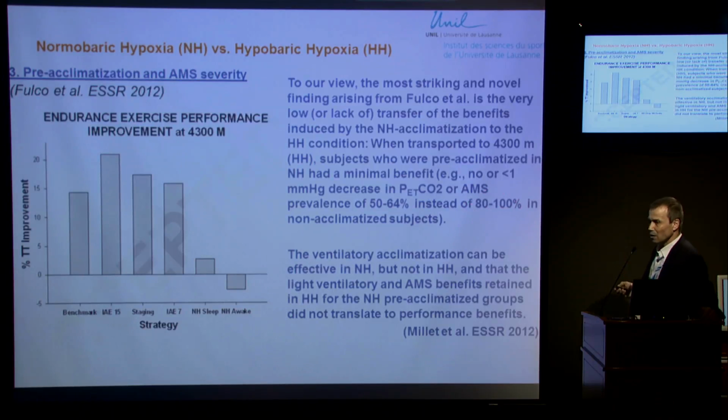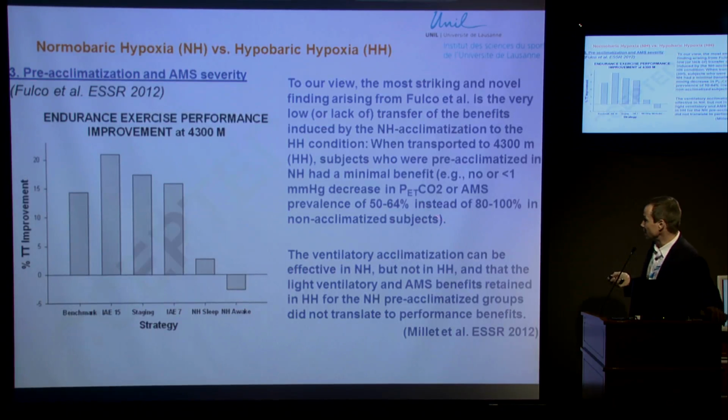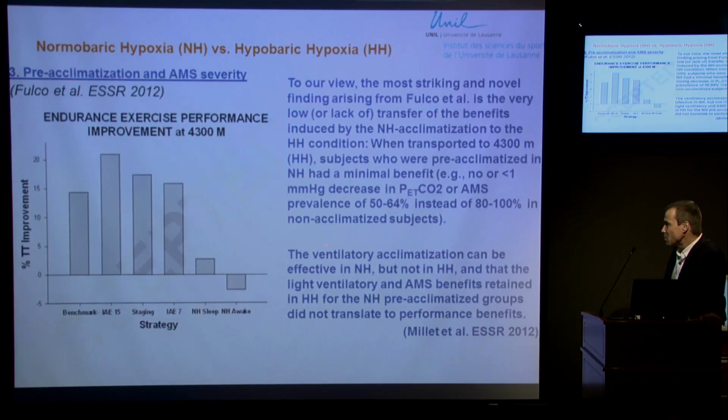Instead of having 80 to 100% with AMS in non-acclimatized people, they had 50 to 60% of the subjects with AMS. And even more interesting, I think, for the exercise physiologist is the fact that the ventilatory acclimatization that was effective in NH is not effective in HH, and that there is no transfer at all from this minimal but existing benefit in terms of ventilation to the non-benefits in terms of performance. It did not translate to performance benefits.